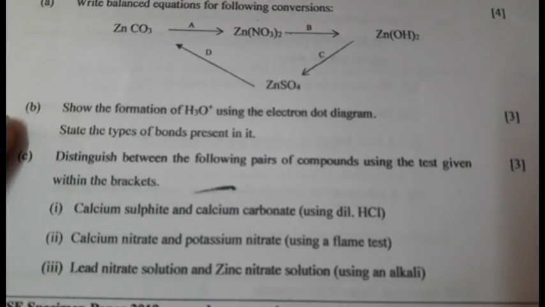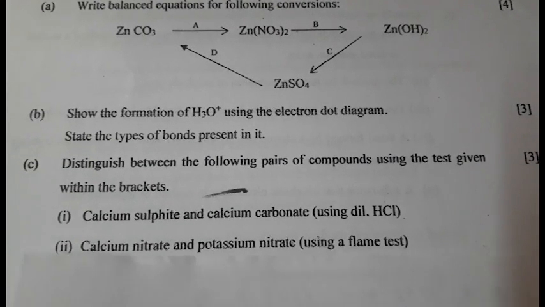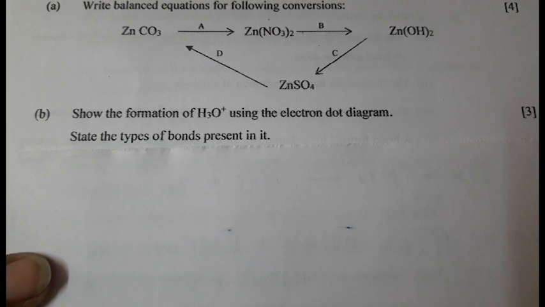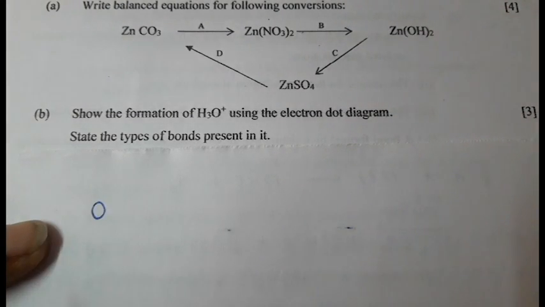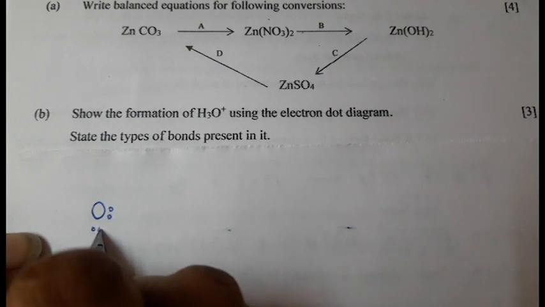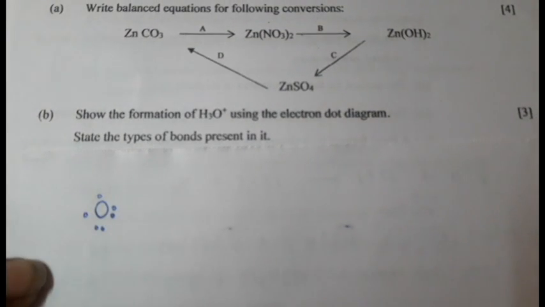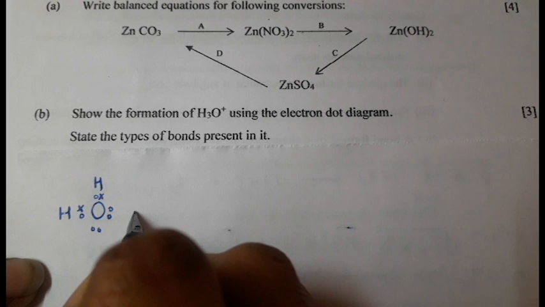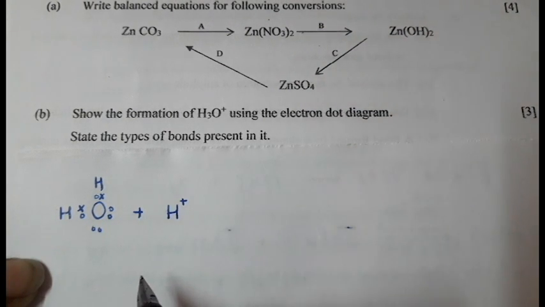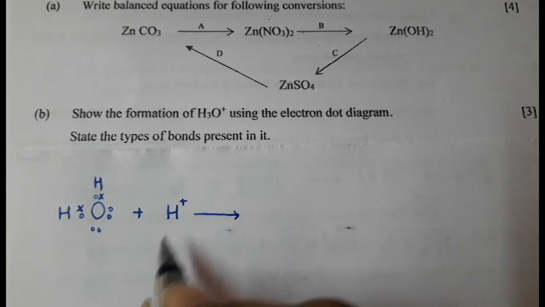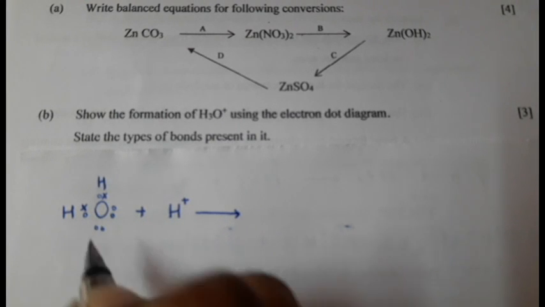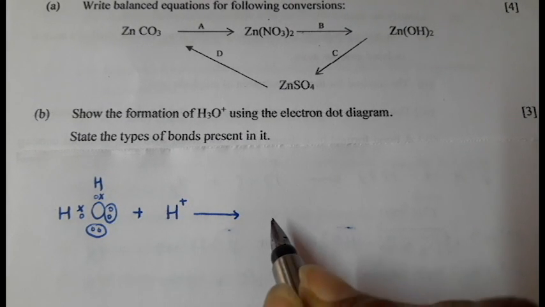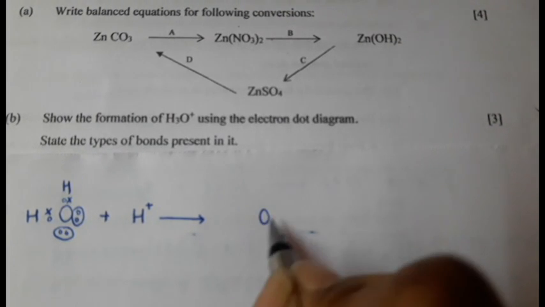B is show the formation of H3O+ using electron dot structure. For a hydronium ion, we have to start with the structure of water. Now water is with oxygen. Oxygen has 1, 2, 3, 4, 5 and 6 electrons, and they are shared with hydrogen and hydrogen. When water combines with a proton, that is a hydrogen ion, hydrogen is deficient in electrons and oxygen has 2 lone pairs of electrons. So this lone pair is given to the hydrogen, and now our structure looks like so.